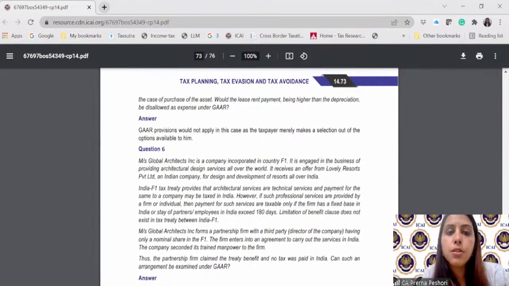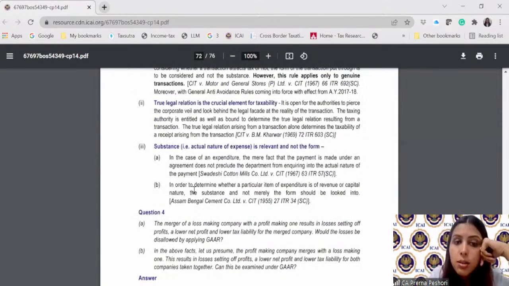Okay, let's proceed further. Next question. Question number 4. The merger of a loss-making company with a profit-making one results in losses setting off profits, a lower net profit and a lower tax liability of the merged company. Would the losses be disallowed by applying GAR? In the above facts, let us presume the profit-making company merges with the loss-making one. This results in losses setting off profit, a lower net profit and a lower tax liability for both companies taken together. Can this be examined under GAR? So in the first case, it is a loss-making company merging with a profit-making one, and in the second case, a profit-making company is merging with a loss-making one. What are your answers?